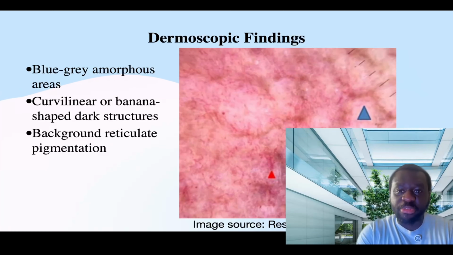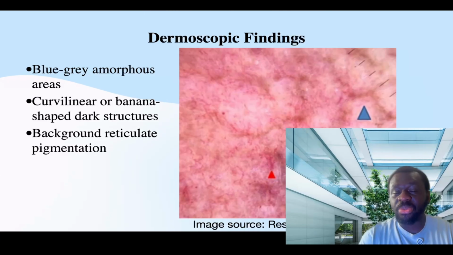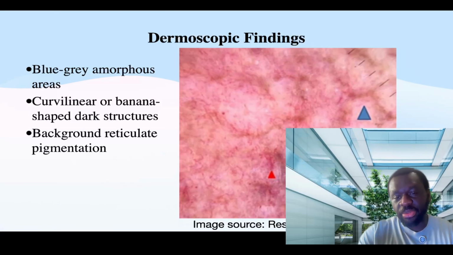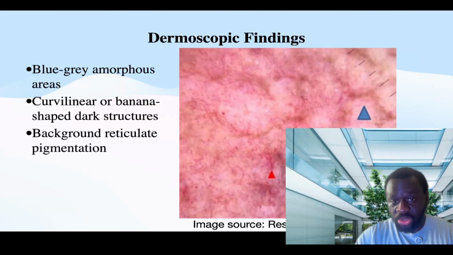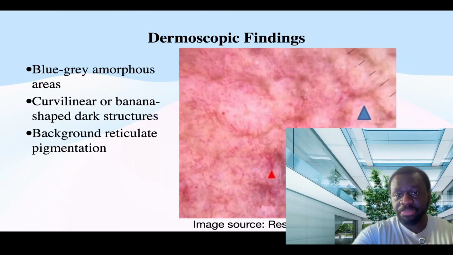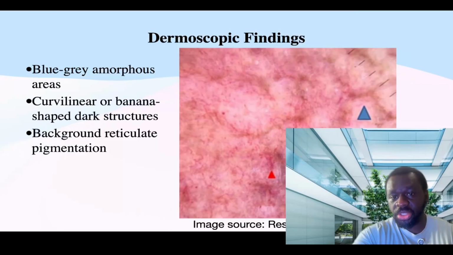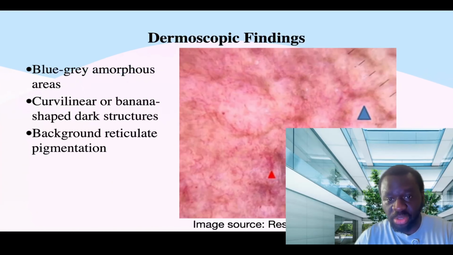This is a dermoscopic picture showing what ochronosis typically looks like under a dermoscope, under magnification. The blue gray amorphous area, curvilinear or banana shaped dark structures, background reticulate pigmentation. Now, if you look at this picture, you could see the streaks, the bluish gray blackish pigmented streaks, and there are some blood vessels as well.